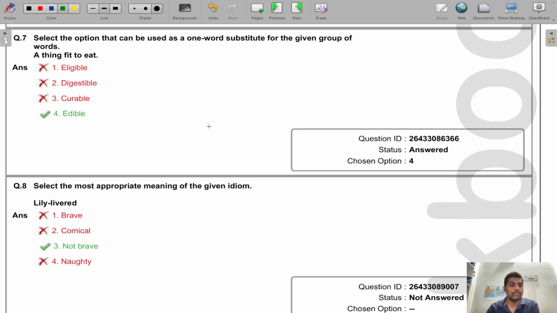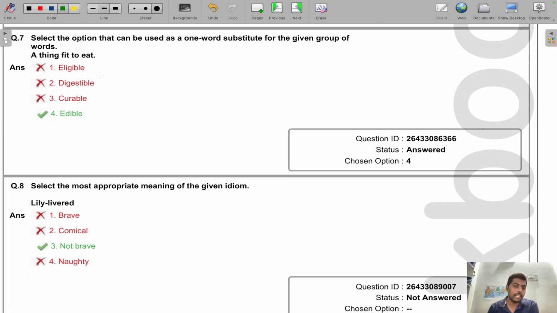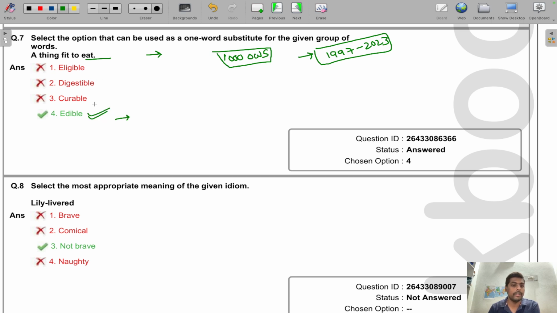The one word substitution for a thing that is fit to eat, guys. One word substitutions, you have to learn at least 1000 one word substitutions before going to appear for prelims, guys. So I will provide a list of one word substitutions from 1997 to 2023, so you can follow that one, guys. A thing that is fit to eat is always edible only. Edible means a thing that can be eaten.